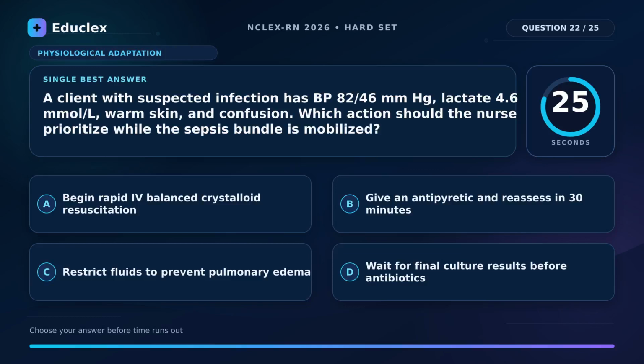Option B. Give an antipyretic and reassess in 30 minutes. Option C. Restrict fluids to prevent pulmonary edema. Option D. Wait for final culture results before antibiotics. Your 25-second thinking time starts now.